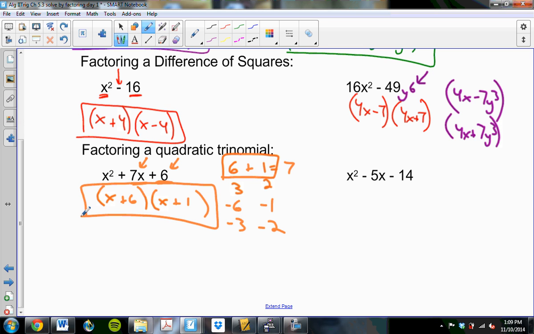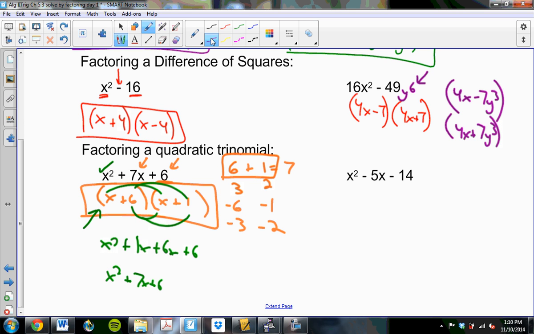If I were to distribute this, you would probably call that foiling. That's how I check. I can just check by doing x times x is x squared, plus 1x, plus 6x, plus 6, and I get x squared plus 7x plus 6, which is just what I started with, and that's a good thing, so my answer is good.